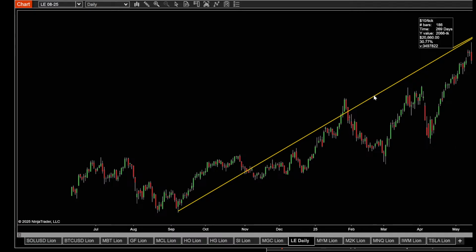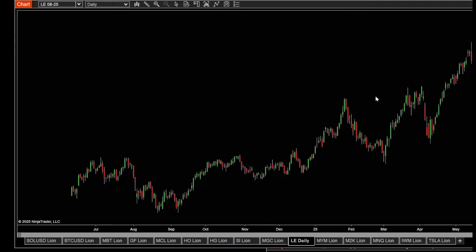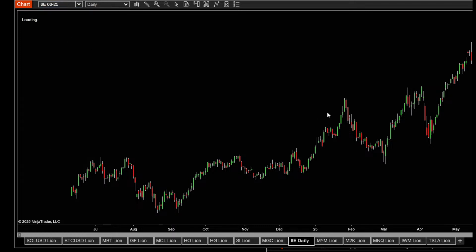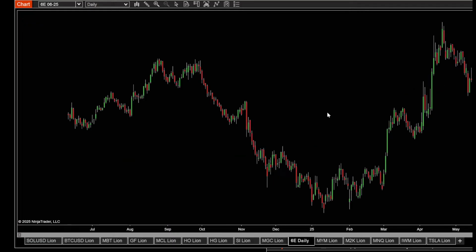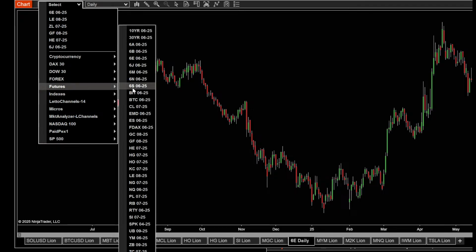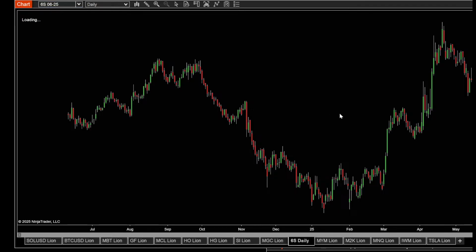Not too small of an increase in our prices of live cattle. Where's 6E? All right, well, the euro's strong. Where is Swiss franc today? That's a daily candle.